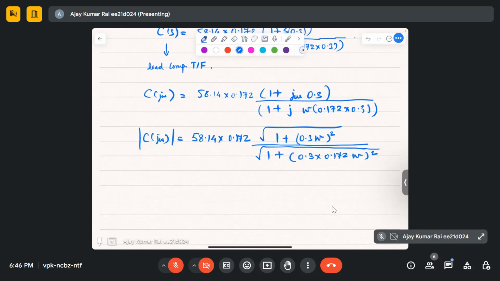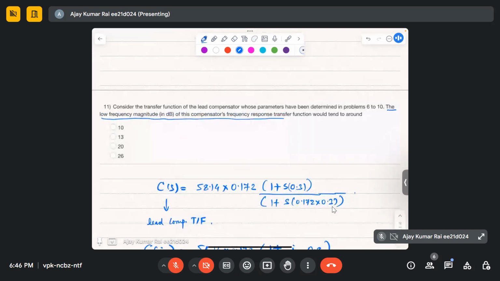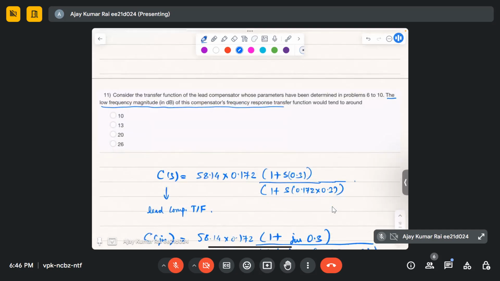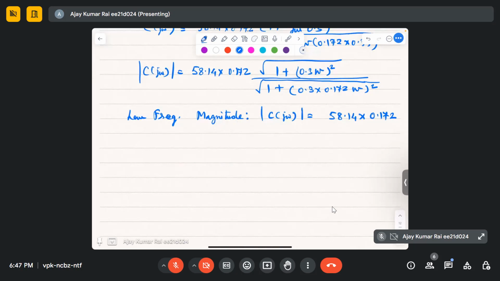So the magnitude is just 58.14 into 0.172. And we have to find it in dB. Can you find out the multiplication of this? Because at last we have to take the log of this.